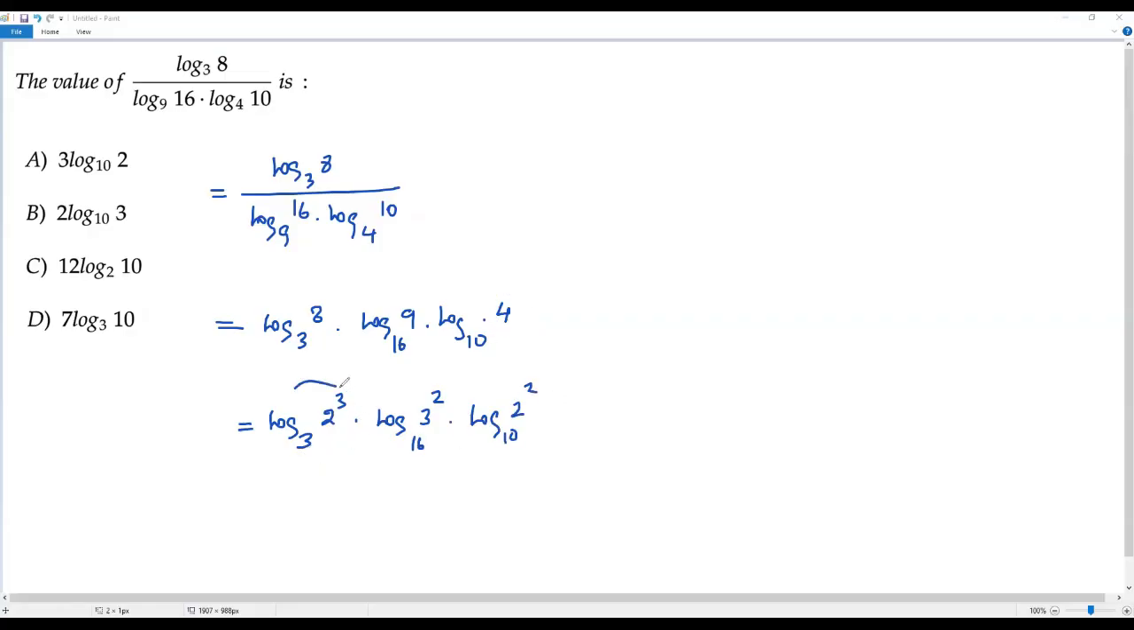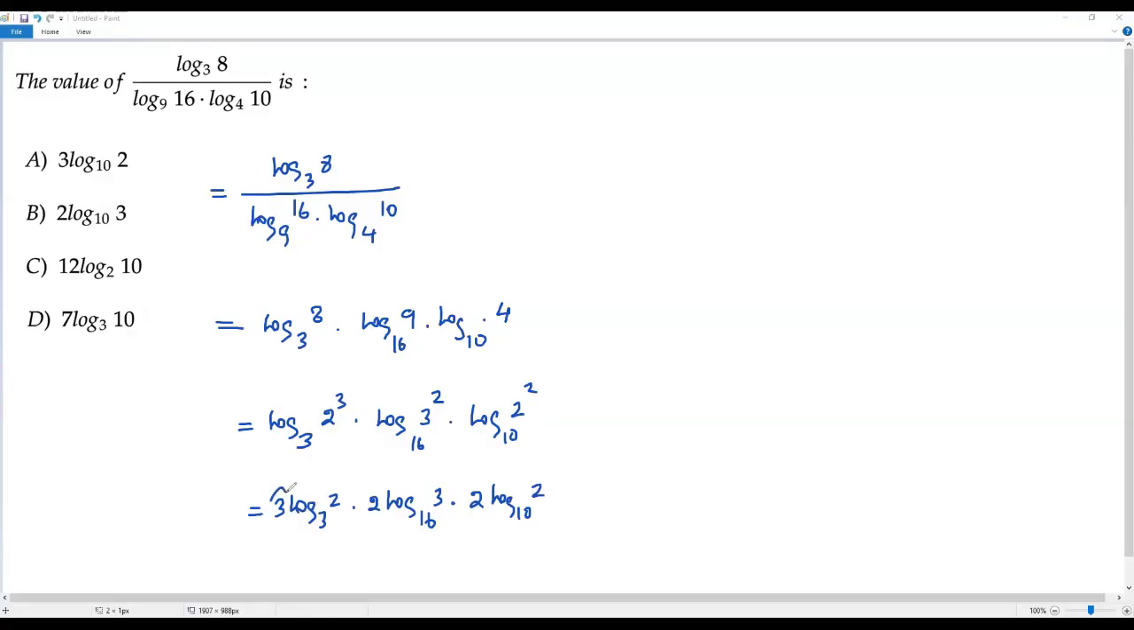Now in each of these 3 logarithms, I can use the power rule. That is, if the argument of a logarithm is a power, the exponent of the argument can be moved in front of the logarithm and multiplied by the logarithm. So the exponent 3 we can move in front of the logarithm, and then we get 3 times log base 3 of 2, times the same thing. This exponent 2 can be taken in front of the logarithm. Then 2 times log base 16 of 3, times, we can take this exponent 2 in front of the logarithm. Then I'm getting 2 times log base 10 of 2.